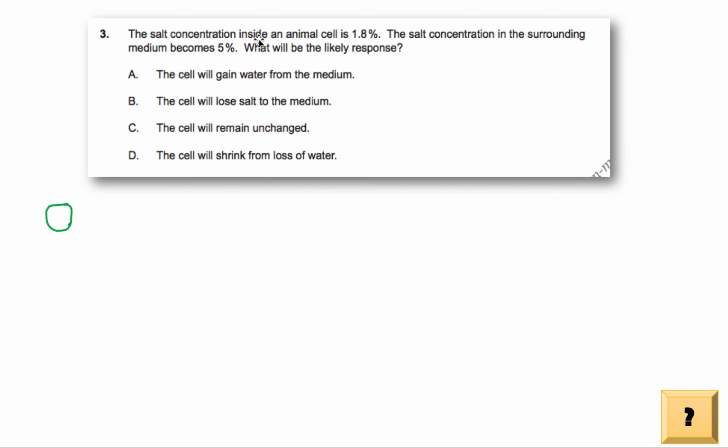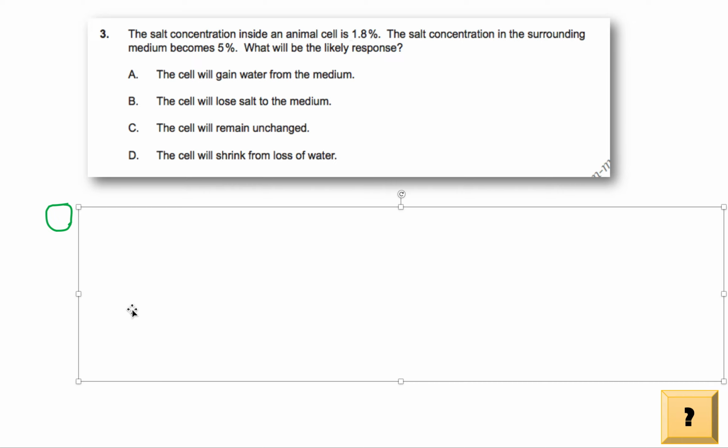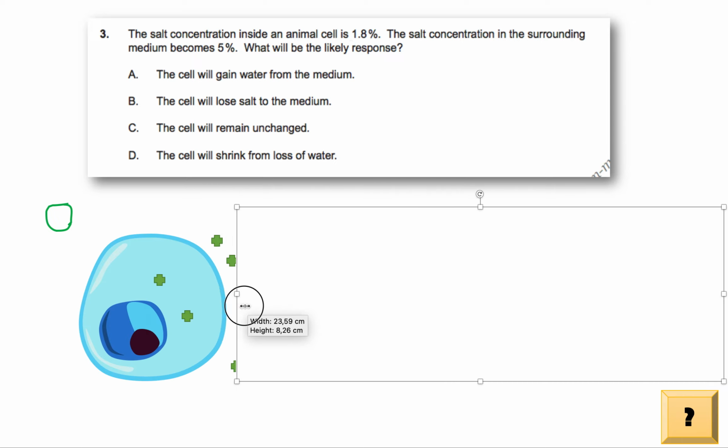The salt concentration inside an animal cell is 1.8%. The salt concentration in the surrounding medium becomes 5%. What will be the likely response? So in these type of questions, you might be thinking, oh, this is complicated, but it's really easy if you just draw out what they're describing here. So let's draw out a little cell here. Here we have a cell, okay?